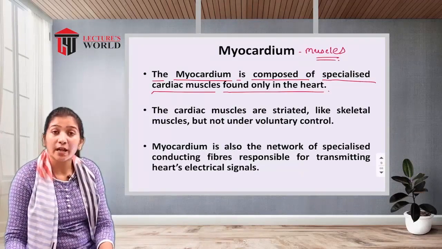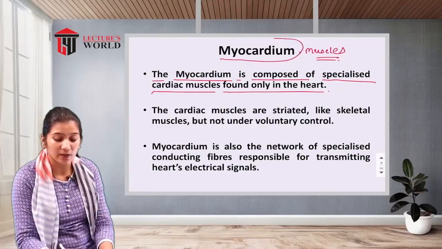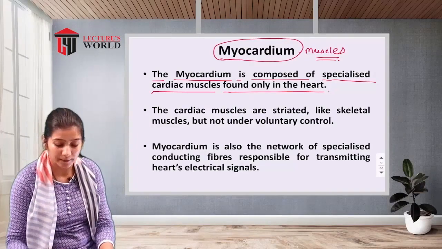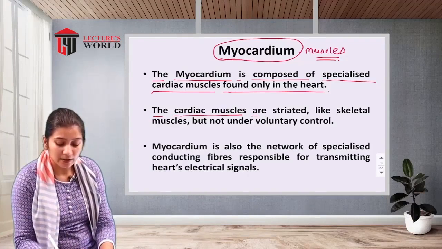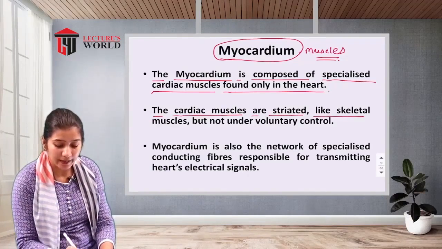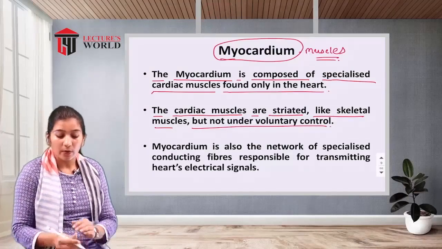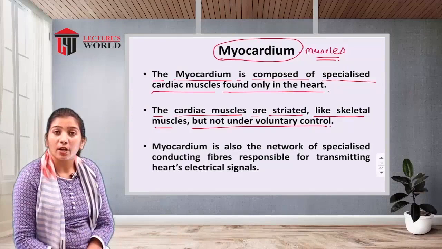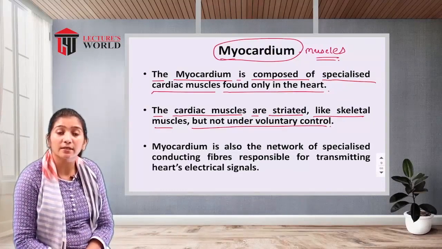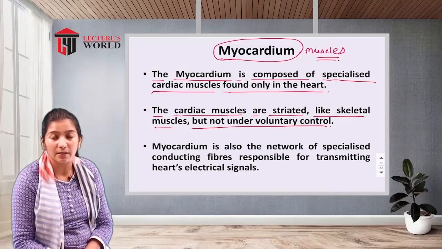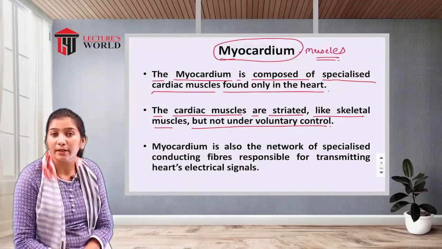Specialized cardiac muscle is present in the middle layer of the heart, that is the myocardium. The cardiac muscles are striated like skeletal muscles but not under voluntary control. The structure, shape, and size of the cardiac muscles are the same as skeletal muscles. It is a striated muscle, but it is not under voluntary control.